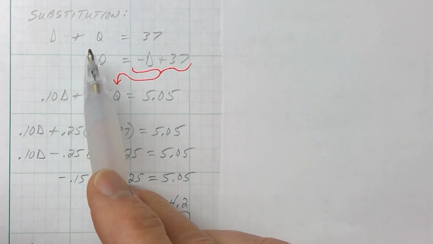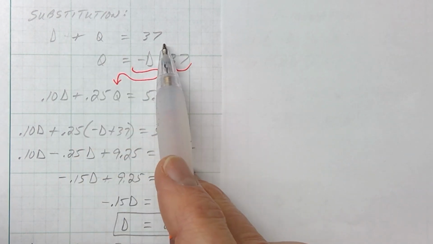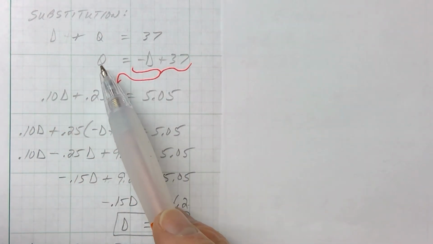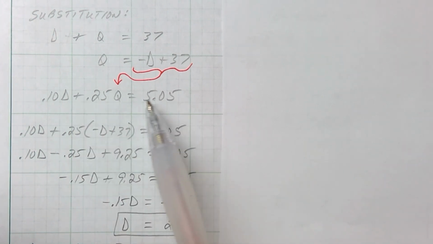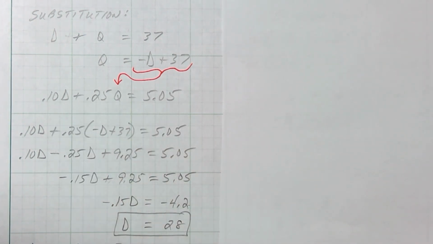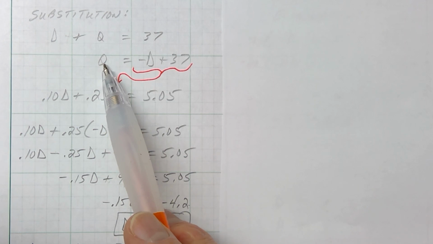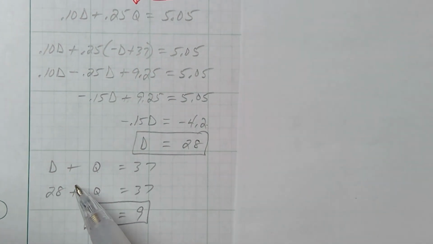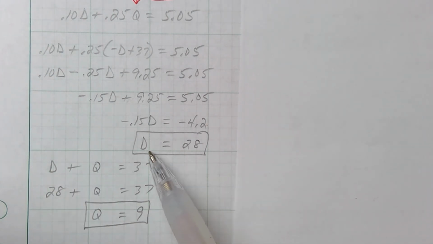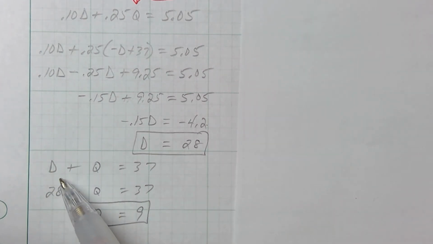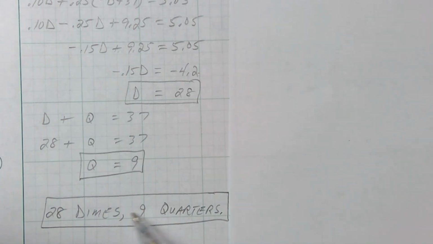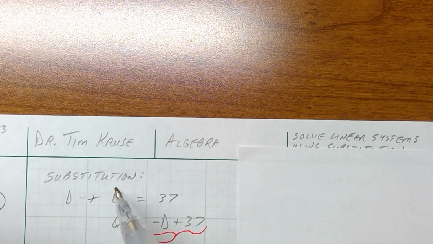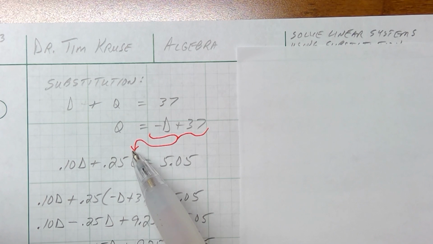To find the number of quarters, oh, well, heck, you could use this equation and change D to 28. You could use this equation and change D to 28. Whatever you think is easier. This equation is probably the easiest, but I think I chose the first one. Yes, I did. That's okay. It's still pretty easy. D can be replaced by 28. So replace D with 28. Minus 28 minus 28, Q is 9. So you have 28 dimes and 9 quarters. And you want to take that back up and plug it back into both your equations and make sure it works.